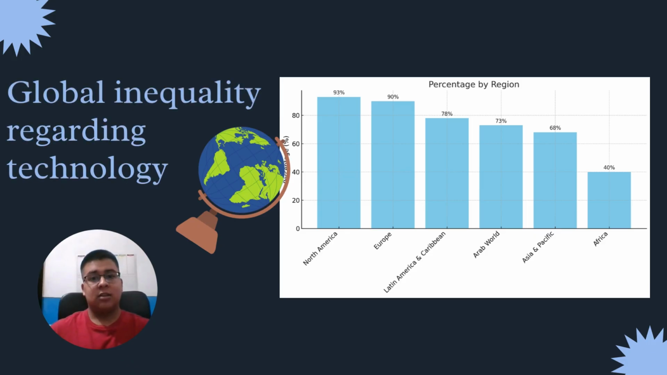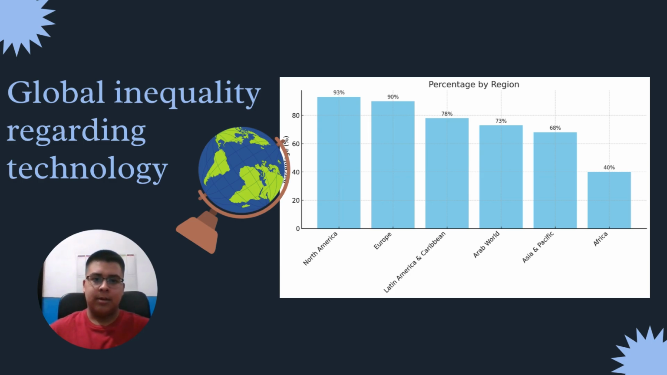Okay, let's start with a global perspective. As we can see in the chart, the inequality is staggering. While in regions like North America and Europe, more than 90% of the population have access to information technologies, in other places like Africa, for example, the figure drops to just around 40%. This means that nearly 800 million people lack access to internet.